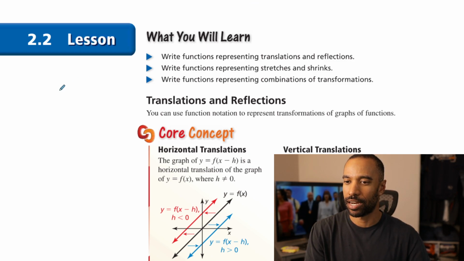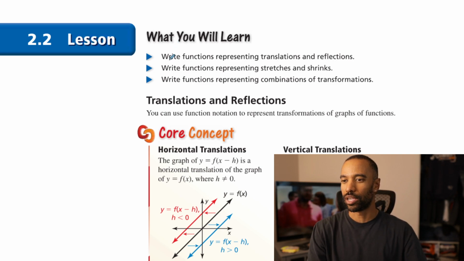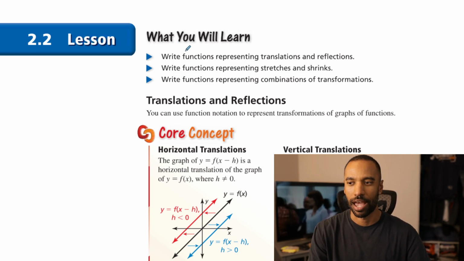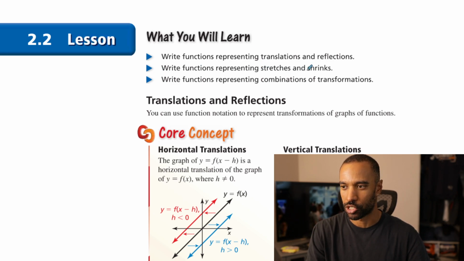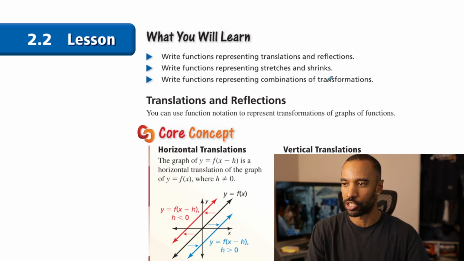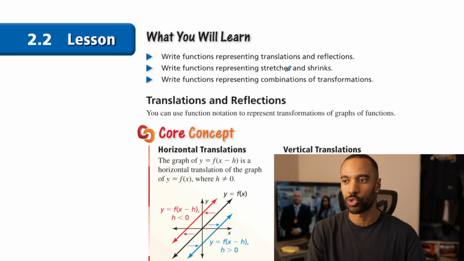Let's go ahead. No new vocab. That actually stands right out to me. What you'll learn: you will learn how to write functions representing translations and reflections, write functions representing stretches and shrinks, write functions representing combinations of transformations. So combinations is all of them combined: translations, reflections, stretches, and shrinks.